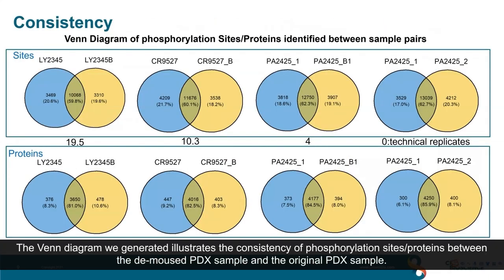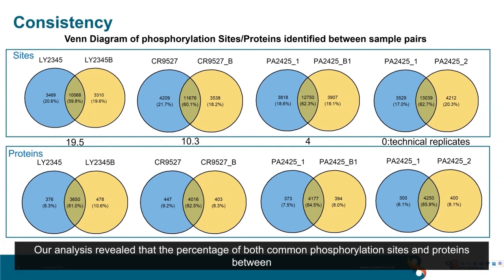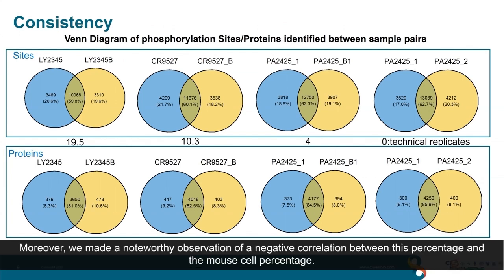The Venn diagram we generated illustrates the consistency of phosphorylation sites and proteins between the demoused PDX sample and the original PDX sample. Our analysis revealed that the percentage of both common phosphorylation sites and proteins between these 2 sample types were only slightly lower than the percentage observed between technical replicates. Moreover, we made a noteworthy observation of a negative correlation between this percentage and the mouse cell percentage.